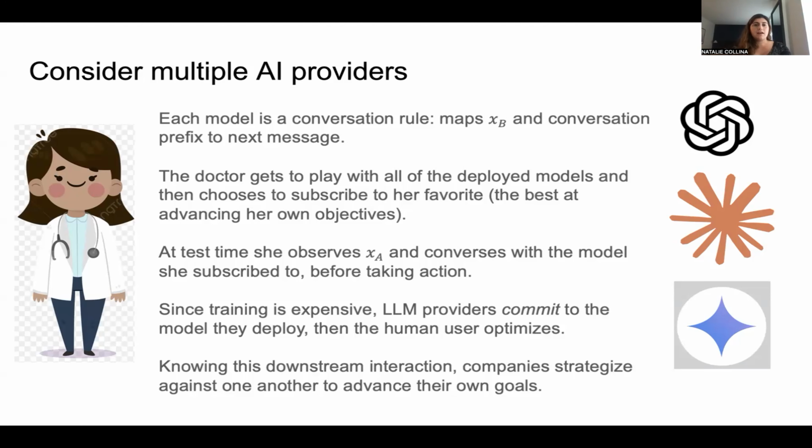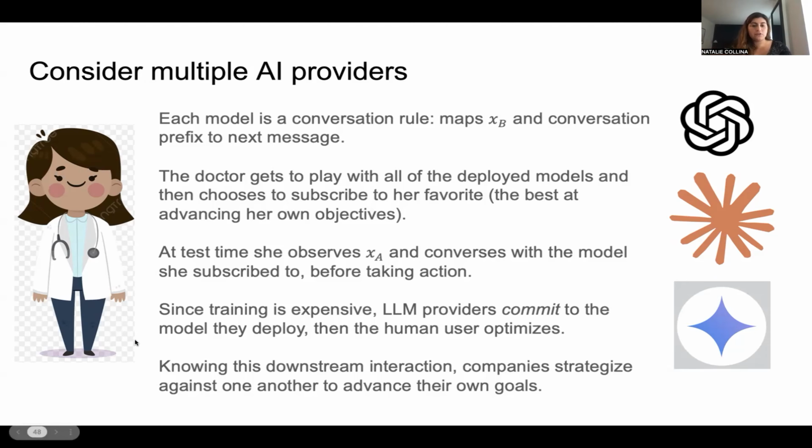And a doctor gets to play with all the deployed models and then get a sense of the types of problems that she cares about, the way that they answer it, and then chooses to subscribe to her favorite. So the one that's the best at advancing her objectives. And then when she actually uses the models, she's going to use one, her favorite. She gets to see her own information about that because, of course, humans also have expertise, as we've established so far. And she's going to then have a conversation with this model she's subscribed to. And at the end, she's going to take an action. And training AI models is quite expensive, right? So we're thinking about this as a commitment to the model they deploy.